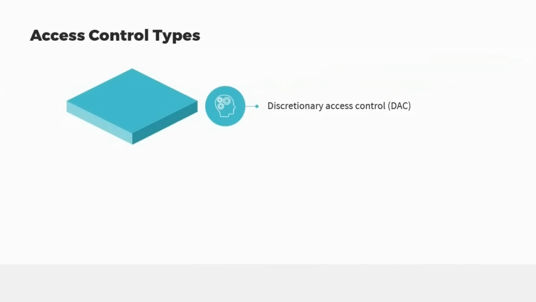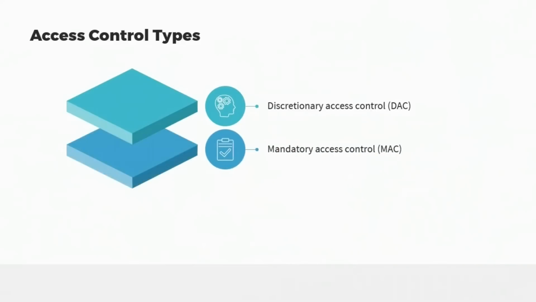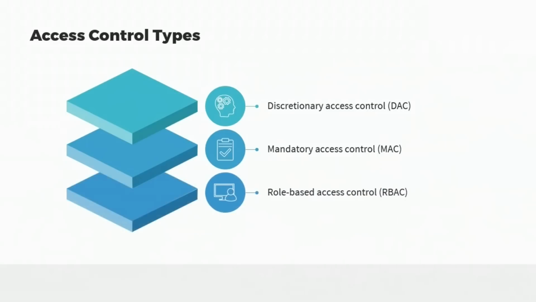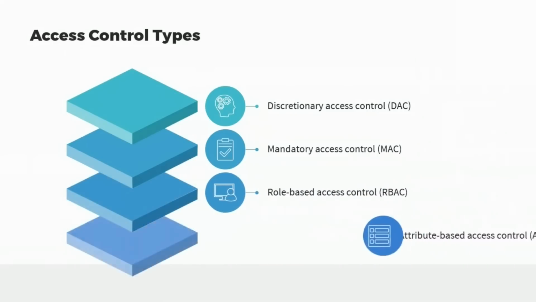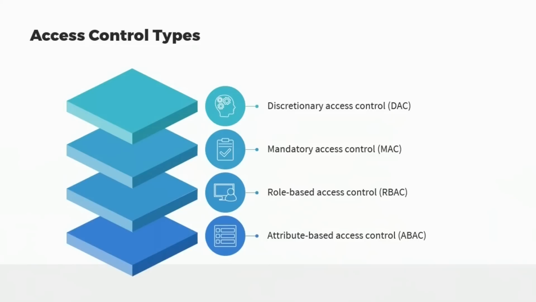Now, there are several models by which access control is implemented, and the particular model in use in your environment will depend on the circumstances and the nature of your organization. But common examples include discretionary access control, mandatory access control, role-based access control, and attribute access control.